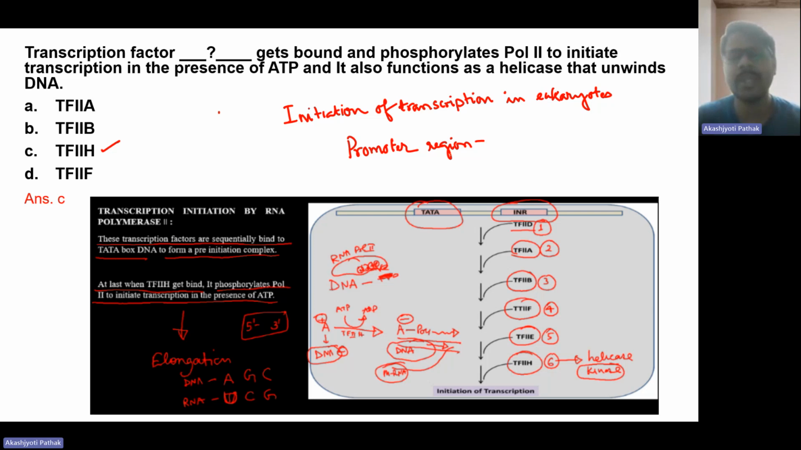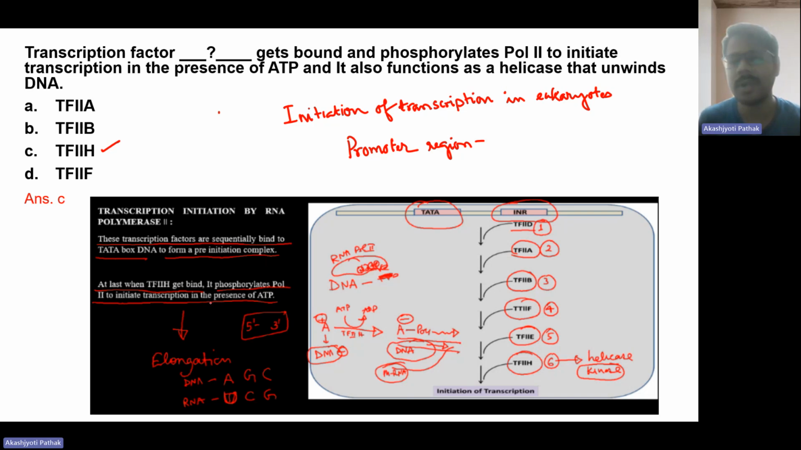This promoter region has certain consensus sequences. In the case of prokaryotes, the consensus sequences were the TATA box and Pribnow box. Here, in the case of eukaryotes, there is the TATA box and then there is INR. At these regions the RNA polymerase will bind, and then these transcription factors sequentially bind to the TATA box DNA to form a pre-initiation complex. So what is the pre-initiation complex? The RNA polymerase, along with all these transcription factors, together form a pre-initiation complex on the promoter region of the DNA.